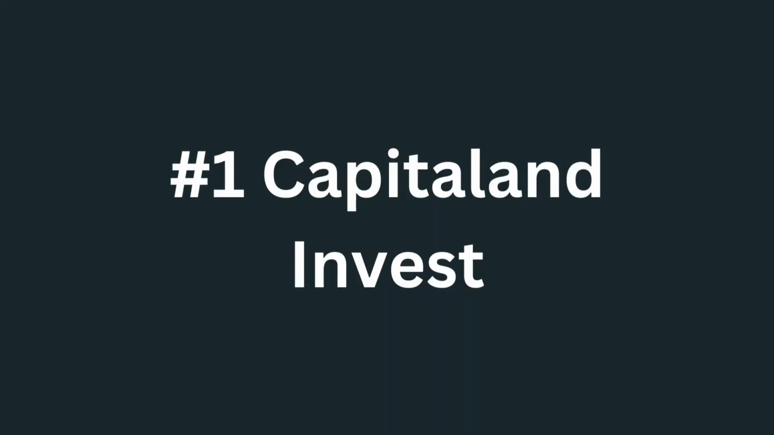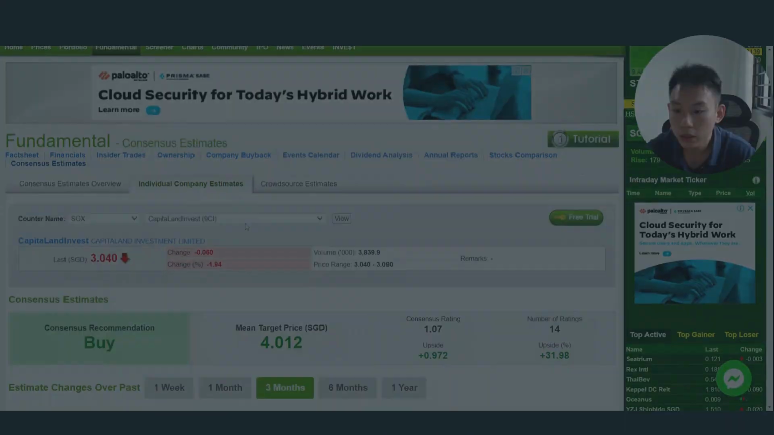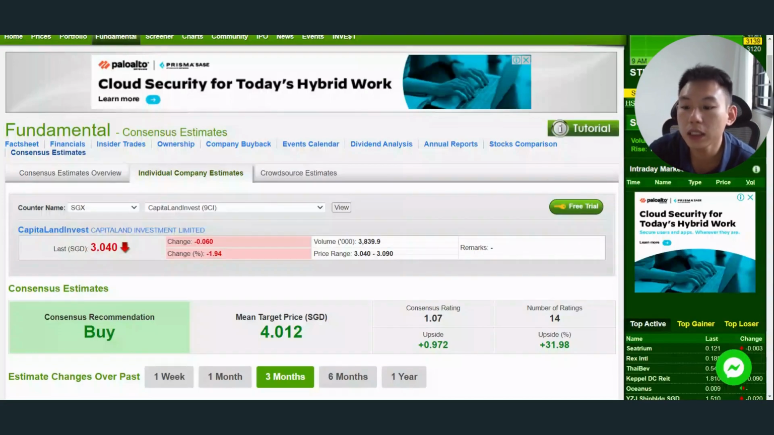With that, once you click on the screen button, you wait for a while, and ta-da! Here's the results. From this list of stocks, we're gonna cherry pick 5 Singapore companies that we are gonna briefly talk about their analyst consensus trend and the forward estimates I find interesting. Okay, let's take a look at CapitaLand Invest.